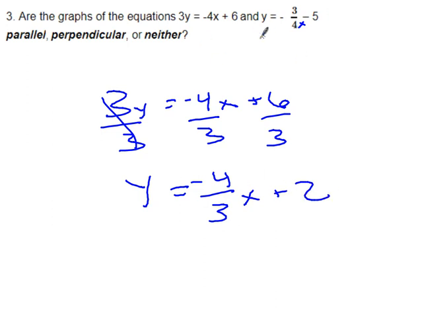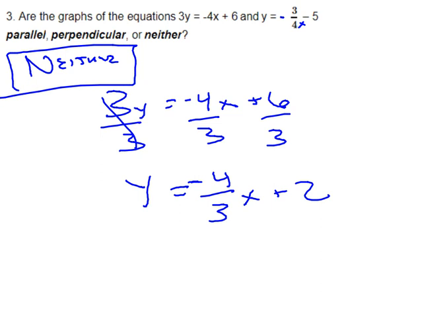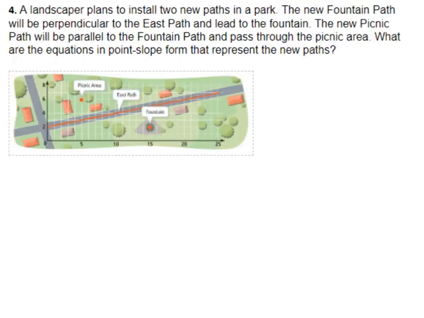Now I get to look at my two slopes. I have a slope of -3/4. I have a slope of -4/3. These are neither parallel nor are they perpendicular. Yes, these are reciprocals. 3/4 and 4/3 are reciprocals, but it's not the opposite. This one's negative. This one's also negative. So therefore, they can't be perpendicular because they have to be opposites. So the answer is just neither. These are just two normal lines that are going to cross each other somewhere on a coordinate plane.